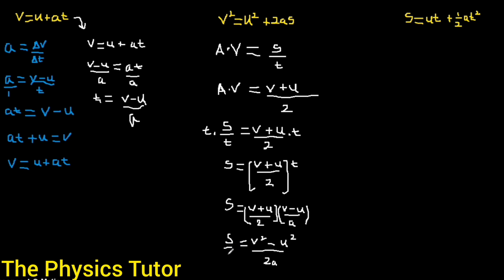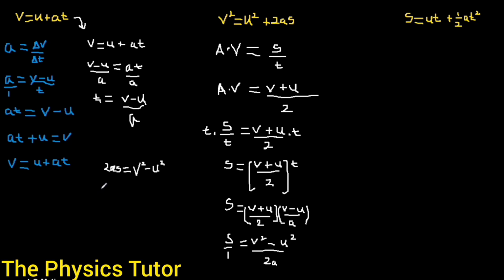Before we do that, let's cross multiply this equation. This is like over 1. Now, cross multiplying this, s times 2a is equals to 2as is equals to v square minus u square. Now, to make v the subject, or v square the subject, we have to add u square to both sides.